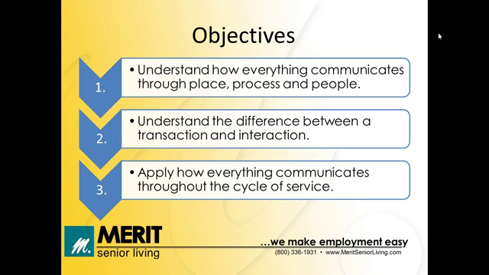How we're going to do that and the objectives we're going to complete today are, number one, understand how everything communicates through place, process, and people. Understand the difference between something we call a transaction versus an interaction. And then finally, we'll apply how everything communicates throughout the cycle of service.